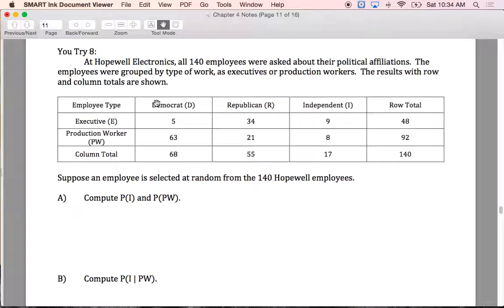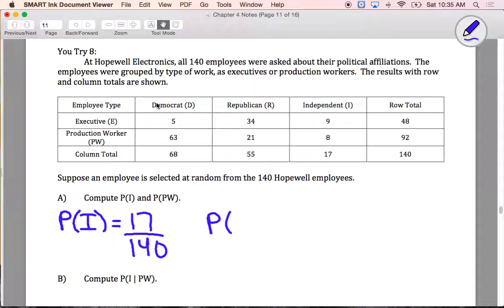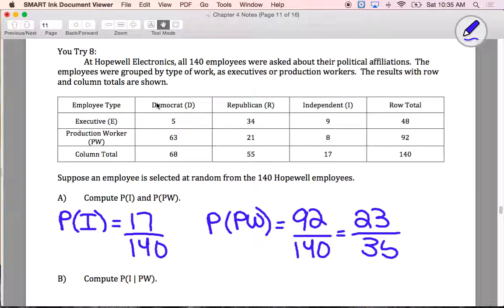Okay, so you should have answers for A, B, C, and D. First off, for A, we want to find the probability of an independent. There are a total of 17 out of 140 independents. Then we want the probability of being a production worker. There are 92 out of 140, so that's 23 out of 35.